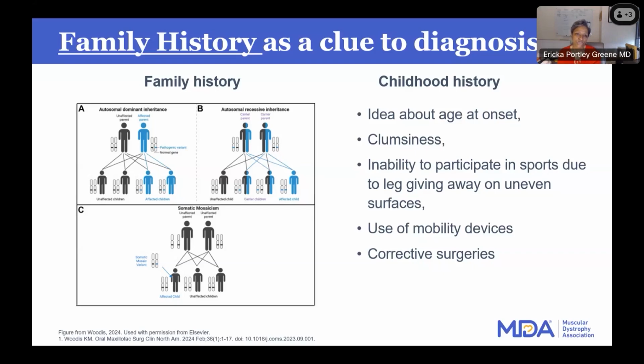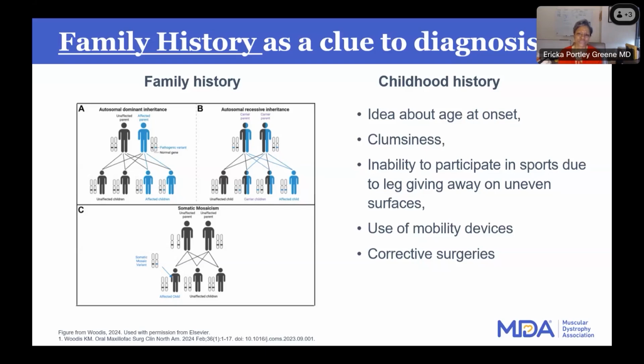FSHD has some degree of somatic mosaicism. It is autosomal dominant, but it also has all of these other requirements that have to occur genetically besides just a gene mutation. So it can present sporadically as well in a family.